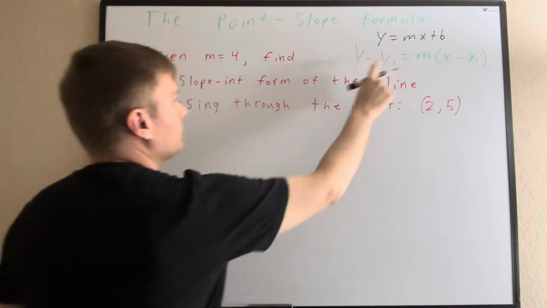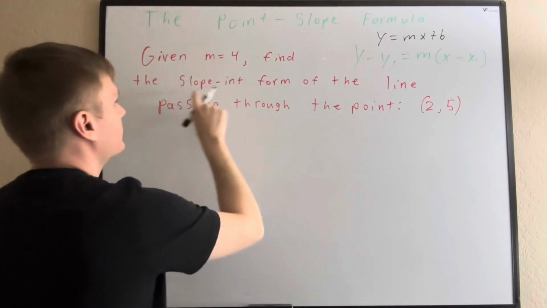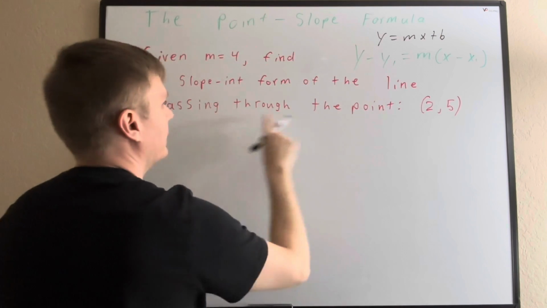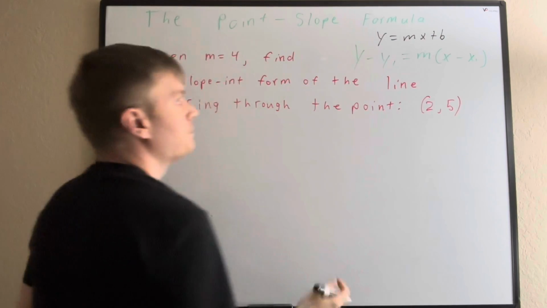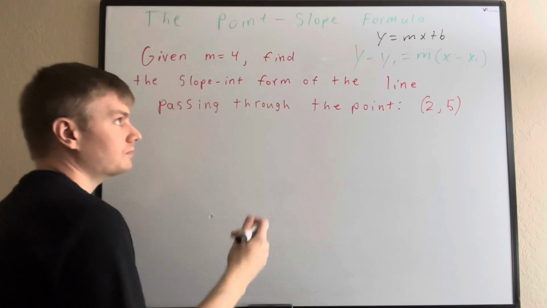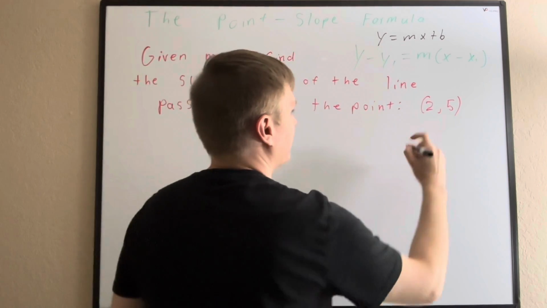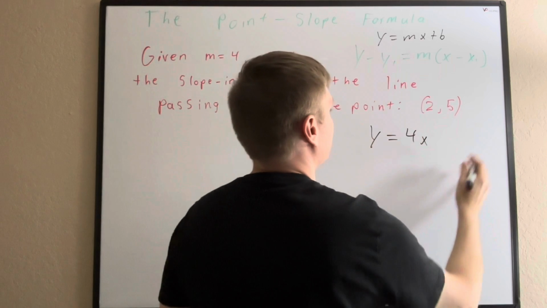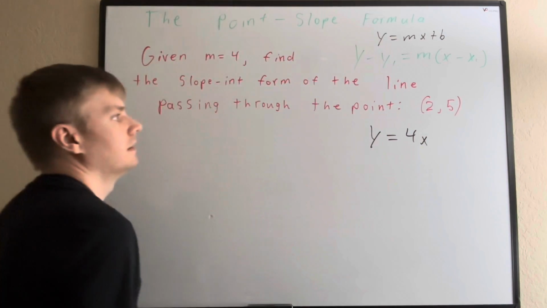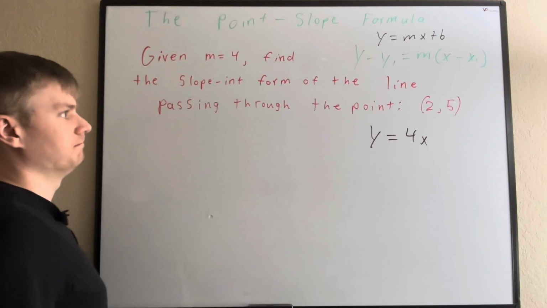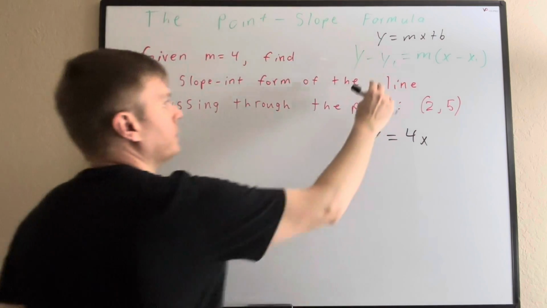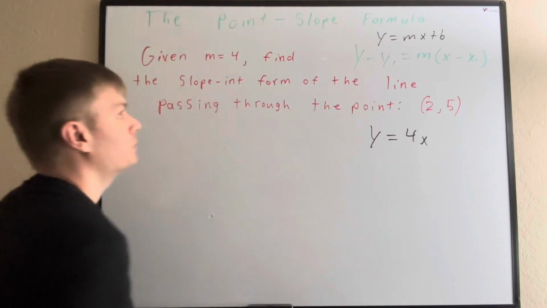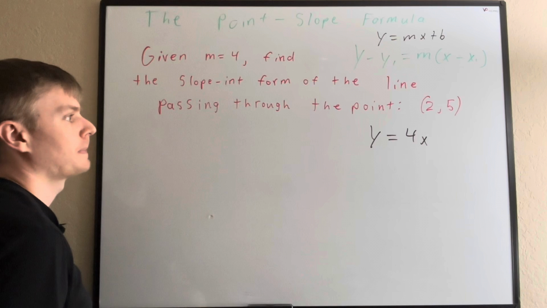So given m equals 4, find the slope-intercept form of the line passing through the point 2, 5. Well, we know m equals 4, so we can write y equals 4x, but we don't have that y-intercept there. So how do we do it? We use this point slope formula.